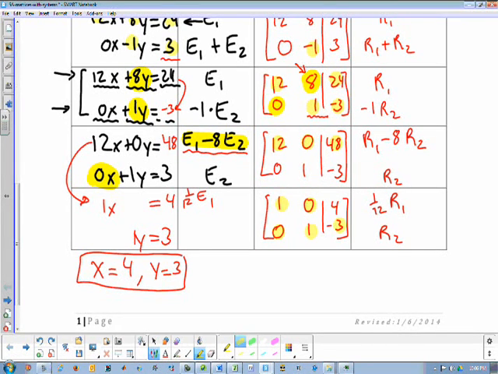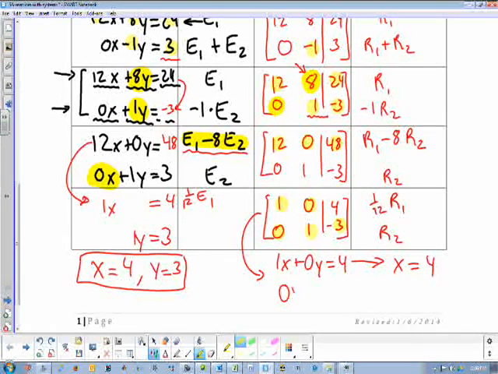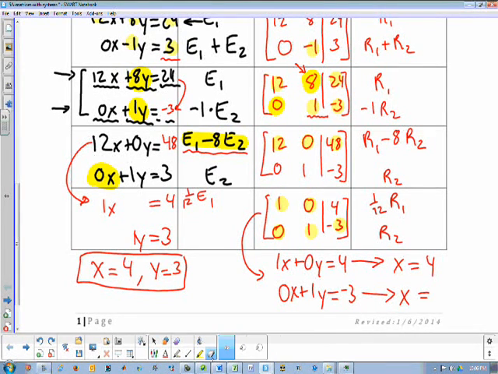Okay? And now, all this represents is the equations that say 1x plus 0y equals 4. In other words, x is 4. 0x plus 1y is negative 3. I'm sorry, that's y. y gives us negative 3. All right, and there's our solutions.